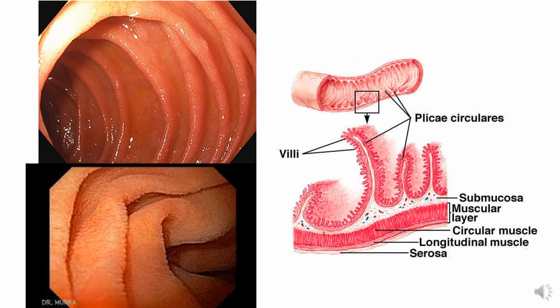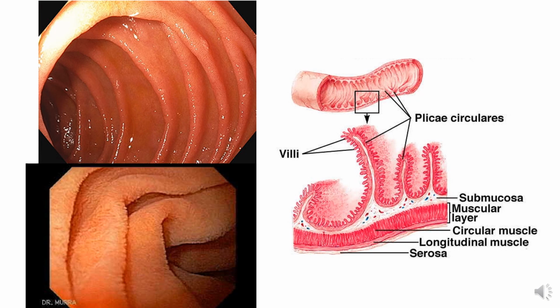Now each plica circularis contains a core of submucosa and may extend about 1/2 to 2/3 of the luminal circumference. The plica circularis increases the surface area of the mucosa by about 3 times. They are most pronounced in the duodenum, and they are absent in the proximal part of the duodenum and the distal half of the ileum.